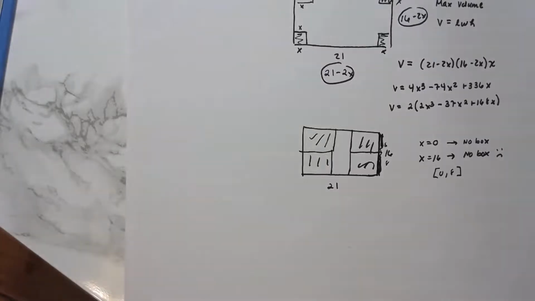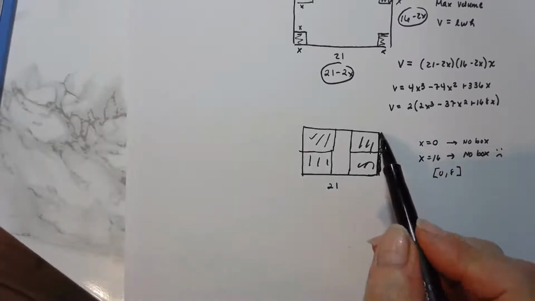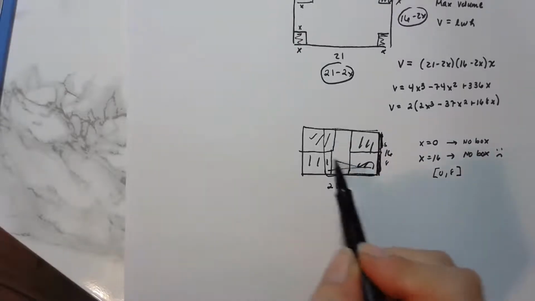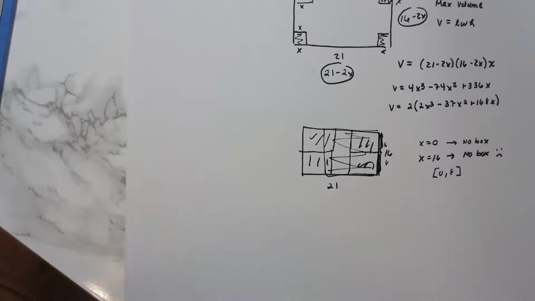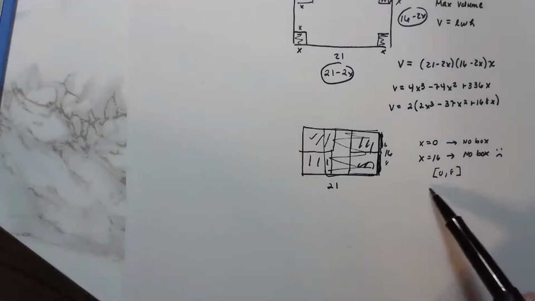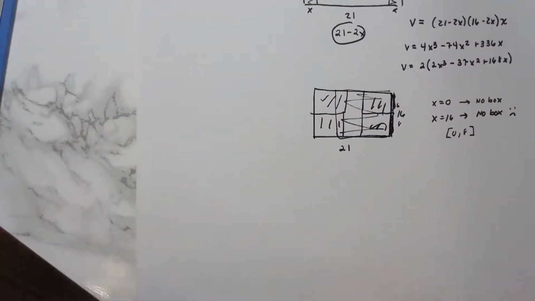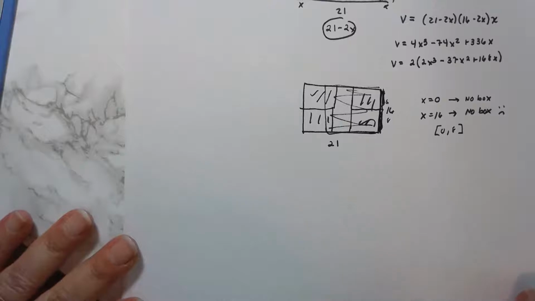I mean, I could cut a 16 by 16 square out, but I wouldn't be able to cut 4 of them, right? This would be 16 by 16 like this or something like that. So remember, we have to cut an x by x corner on all 4 corners, and I can't do that if it's as big as a length of 16 by 16. So it just doesn't make sense. So I have my function, I have my domain. Now all I have to do is take the derivative, set it equal to 0, and find the critical numbers.